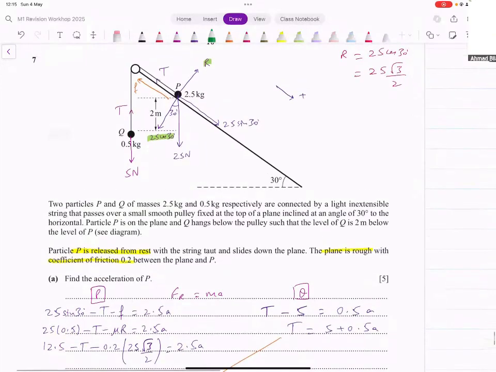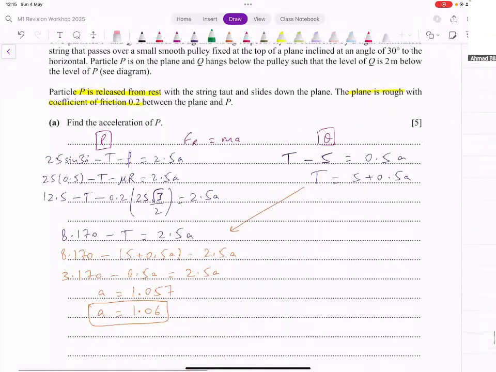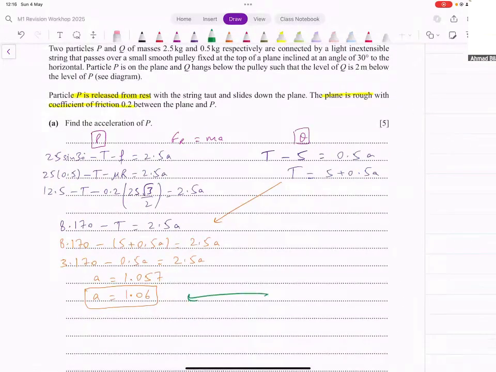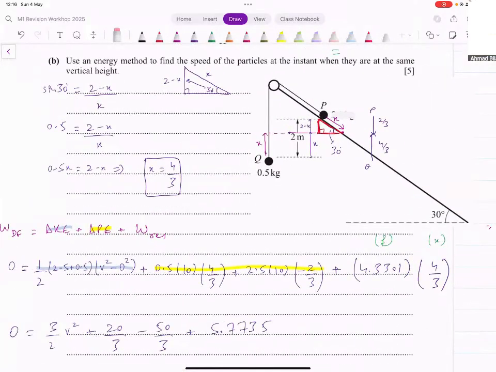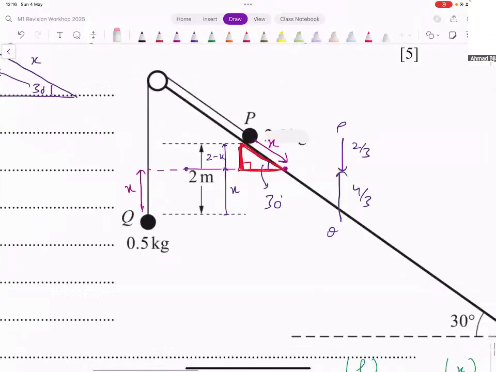You just represent all the forces, apply Newton's second law of motion on both the objects, you find the acceleration. From that, the first part is pretty straightforward. Simple application of Newton's second law of motion. But now in the second part, it says, use an energy method to find the speed of the particles at the instant when they are at the same vertical height. Again, we think of it the same way as before. P moves down the plane, Q moves up the plane. If Q moves up by x units, P moves down by x units, right?